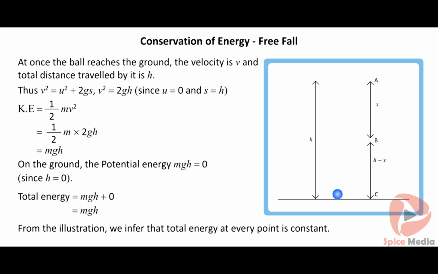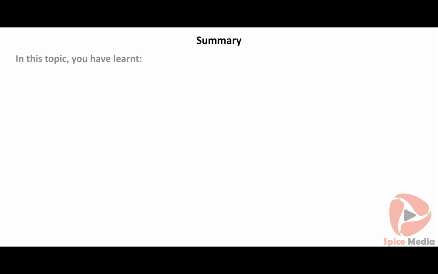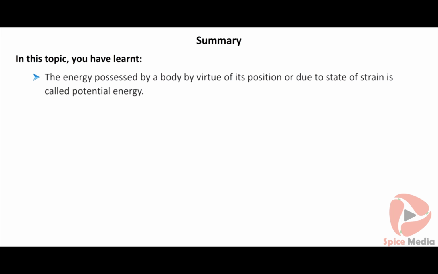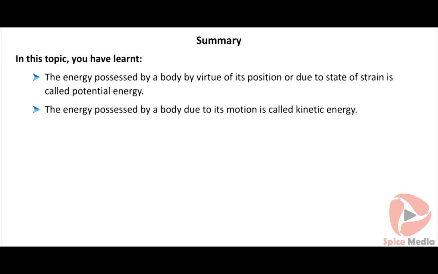From the illustration, we infer that total energy at every point is constant. In this topic, you have learnt the energy possessed by a body by virtue of its position or due to state of strain is called potential energy. The energy possessed by a body due to its motion is called kinetic energy.